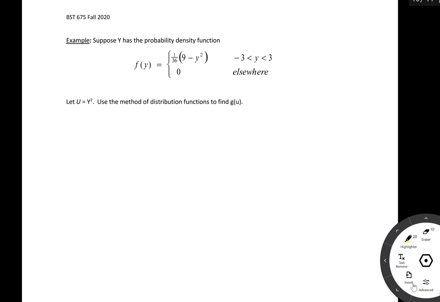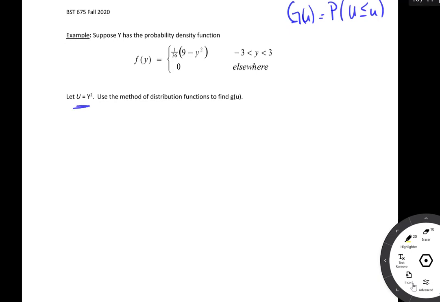Alright, so again, the very first thing we're going to do is find capital G of u. And we know that again, that's equal to the probability that capital U is less than or equal to little u, where capital U is the random variable u defined here, and little u is just some constant. So plugging in what u is equal to, we get that y squared is less than or equal to little u. And then we want to get y by itself, since we know the distribution of y, so notice that is going to give us the following.